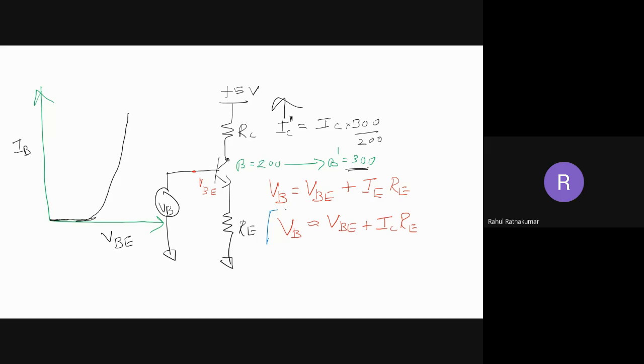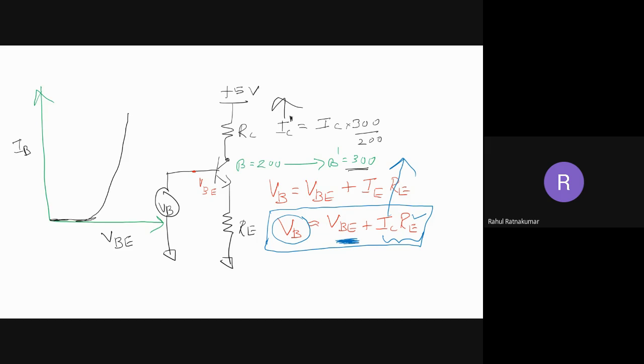This equation I'm considering. Okay. Now this increase in IC, what happened? Because IC is increased, this whole voltage is going to increase because RE is constant. Right? So what happens? VB is also constant, because this is a fixed voltage. We are fixing the voltage. So the only change that happens is in the VBE. Getting it? This is the idea.